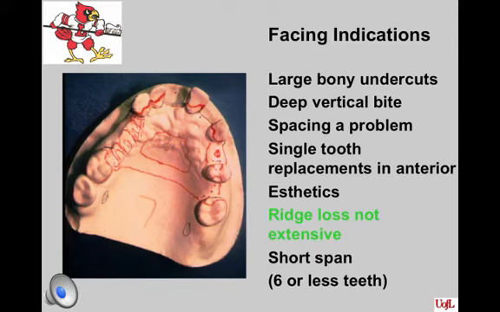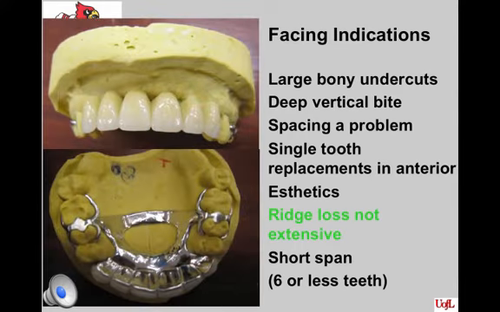The ridge loss cannot be extensive for use of the facing, or the tooth will have to be very long, or you will have black holes in the gingival area. This isn't necessarily a problem if you don't have a high smile line. If you have black holes, though, air will escape between this area when speaking and can be annoying to the patient. The cervicals of the teeth must be at approximately the same height as the natural teeth at the gingival margin, or it will be unesthetic as a result.